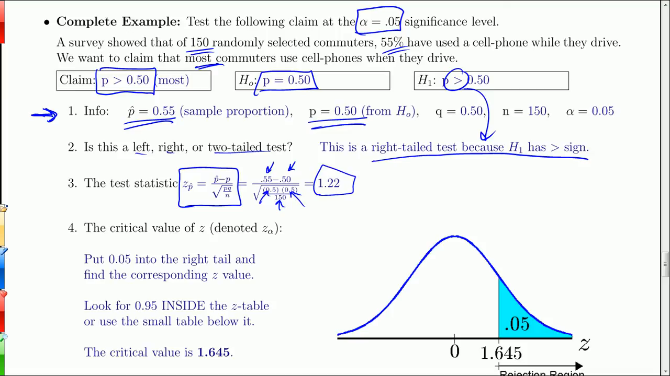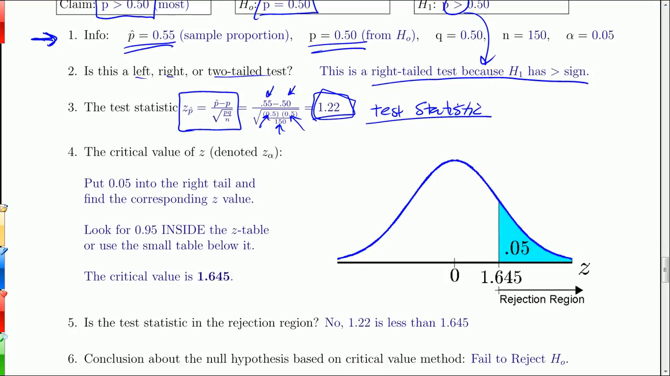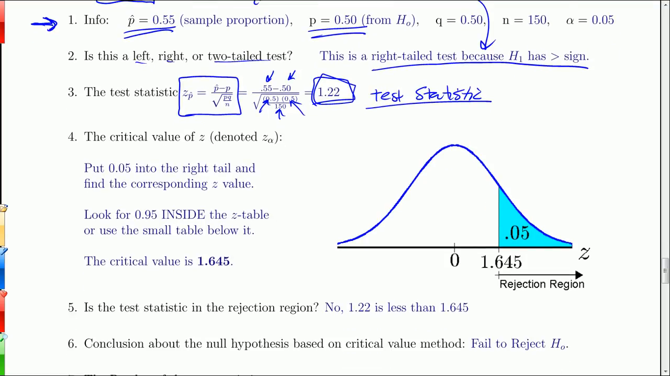So that's my test statistic, all right? Big player. It describes what we're going to test, right? How extreme is that? So let's check the critical values of Z. This is a right-tail test at the 0.05 significance level.